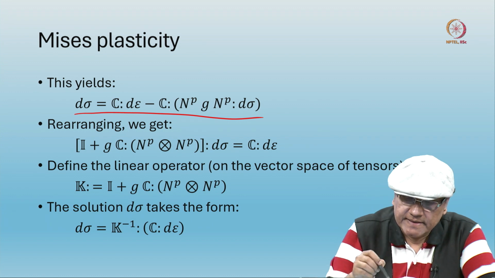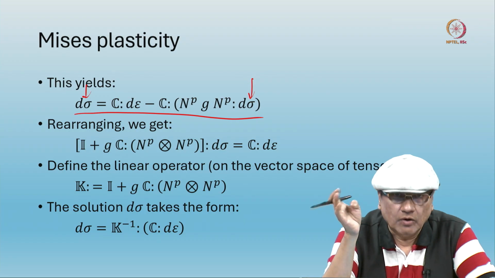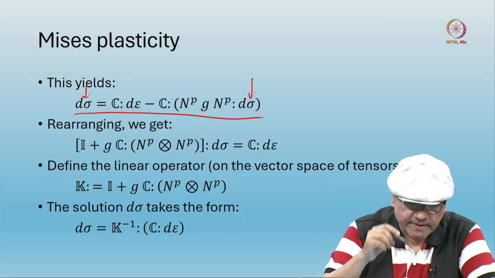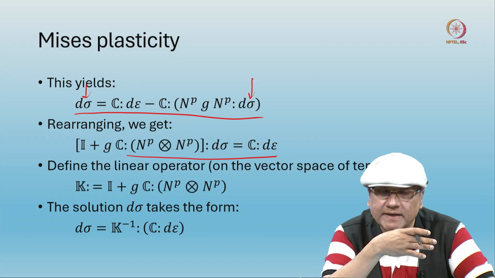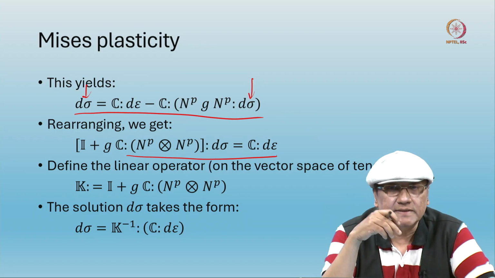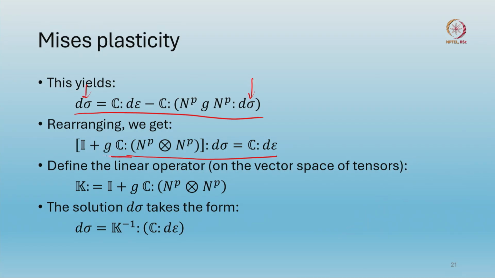Now you see that d sigma appears here too, so put all the terms involving d sigma on the left hand side, and we simply get this better looking equation than the very complicated forms that we got in the last lecture. Now call this coefficient matrix K, script K essentially. So if I have to get the solution for d sigma, then I need an inverse of K.